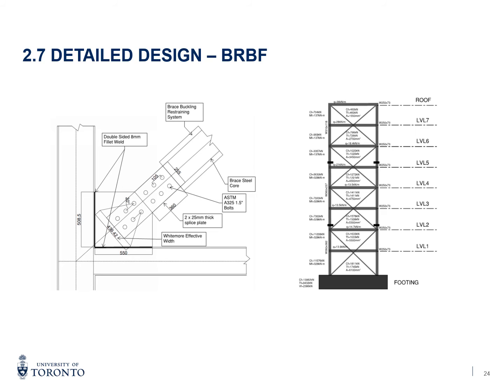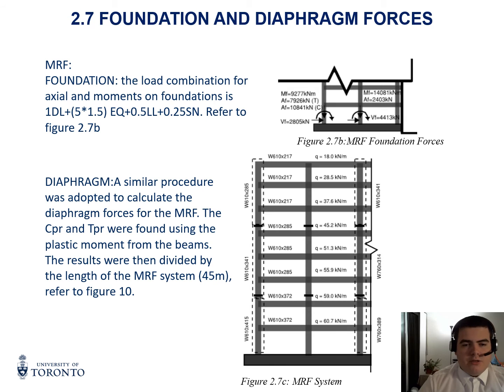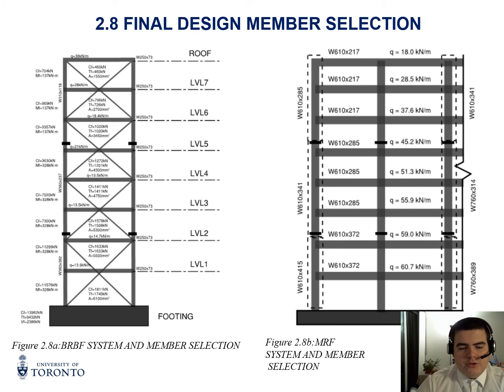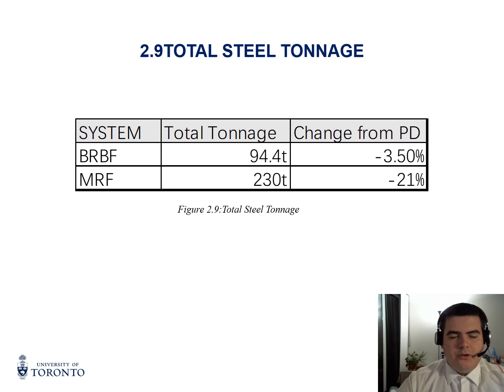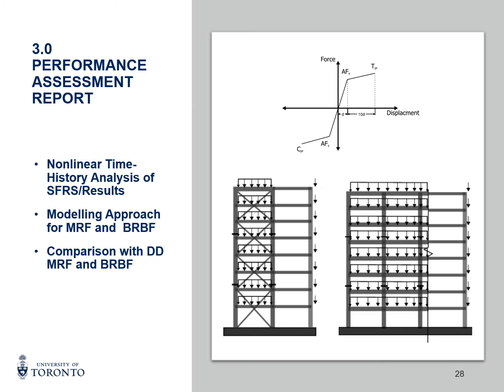Forces for all capacity protected elements are illustrated here, including diaphragm and foundation forces. The foundations were designed as capacity protected, so the forces were quite huge because we had to multiply earthquake forces by our Ro Rd of 1.5 and 5. As you saw before, these are our final section sizes. And this leads me to my next slide, which shows that the steel tonnage for the MRF had a huge reduction because we chose deeper sections with lighter weights.